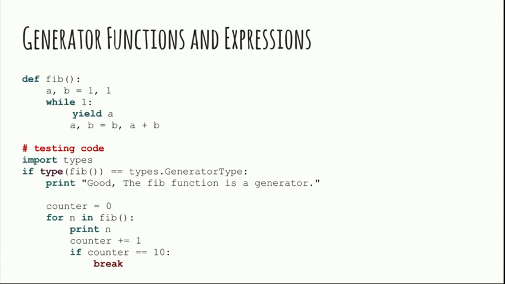As you can see, def fibonacci(): a, b = 1, 1. while 1: yield a. a, b = b, a + b. Testing code. import types. if type(fibonacci()) == types.GeneratorType: print "This Fibonacci function is a generator." Now counter = 0. for n in fibonacci(): print n. counter += 1. If counter == 10: break.